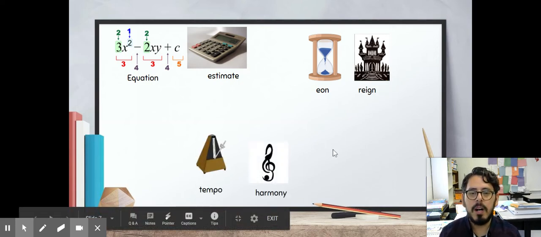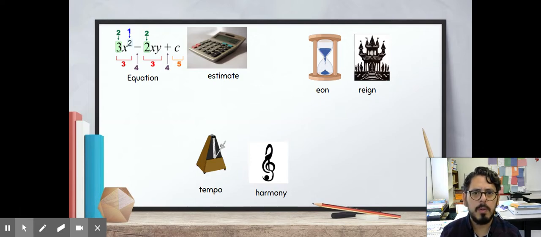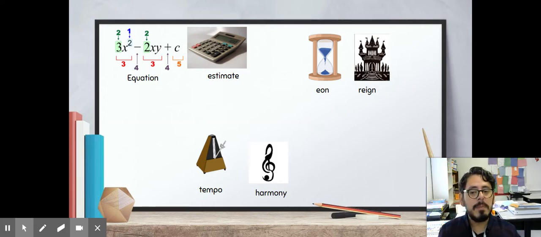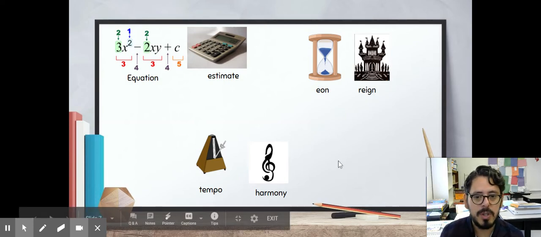Tempo and harmony. Where can we hear this? Where have we heard this before? Pause the video. Okay, let's come back. If you said music, yes, these are words that are specific to music. They're content area words for music. Tempo, it's like the time of a piece of music, and harmony is hard to explain for me because I'm not a music teacher. But let's just say, I wouldn't know for sure, so you can also look it up.